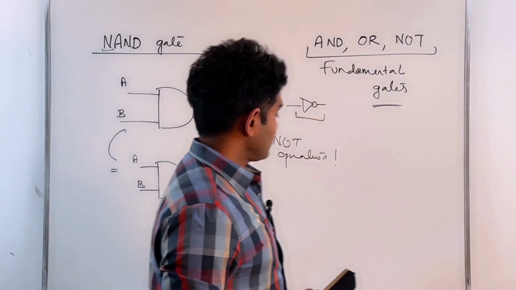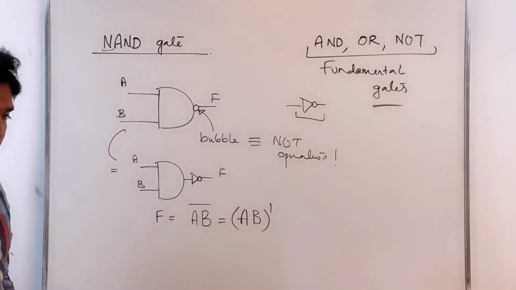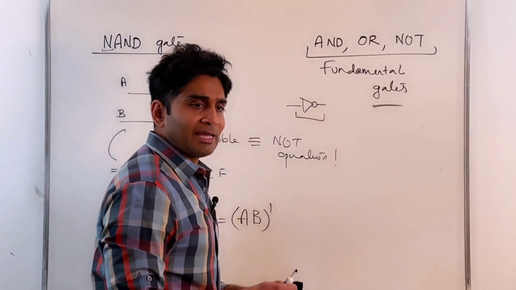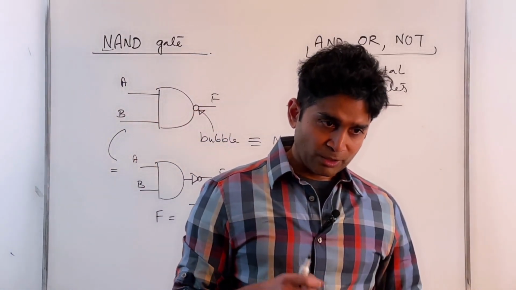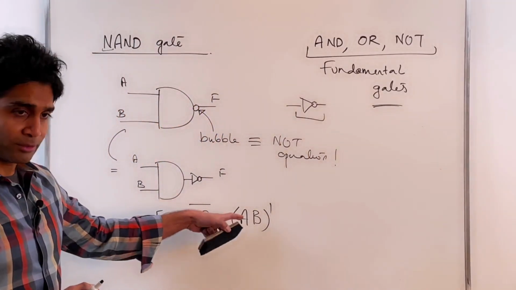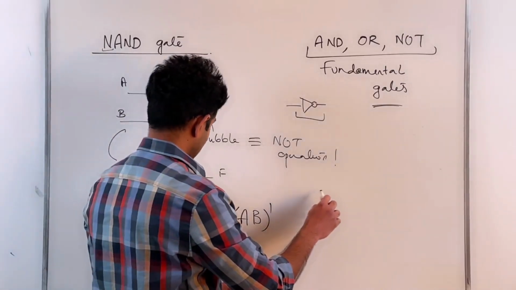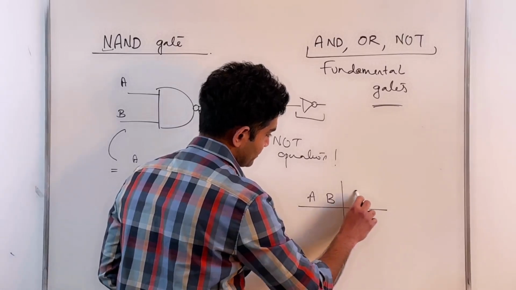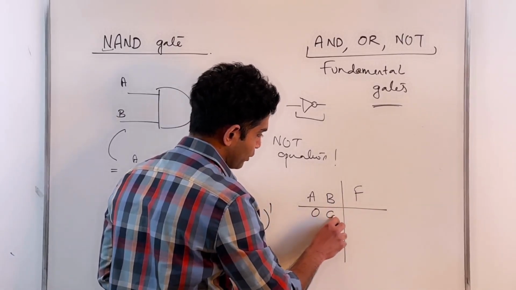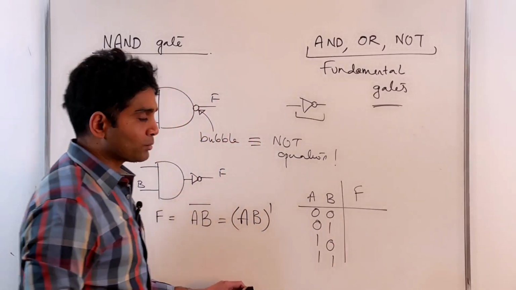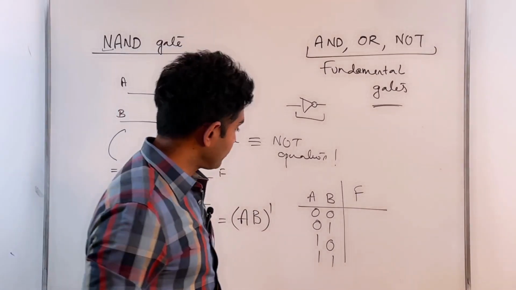And in terms of the truth table, the logical operation would read something like this. So you have A, B, F, again all possible combinations. That would be basically the exact complement of your AND gate, right? Because the NAND gate is nothing but the complement of the AND operation. So the output will be the exact complement of the AND operation.